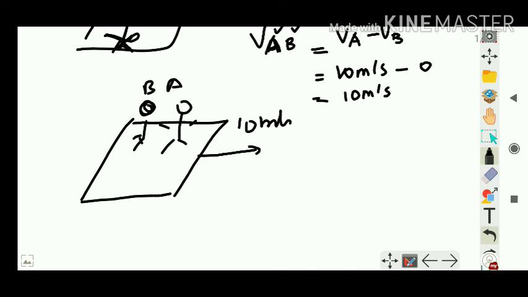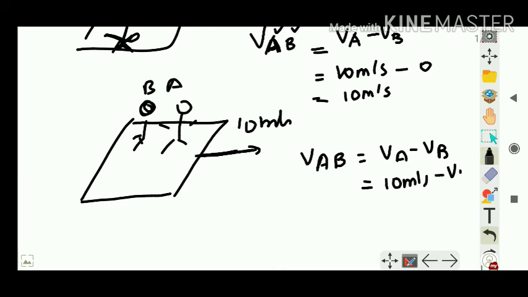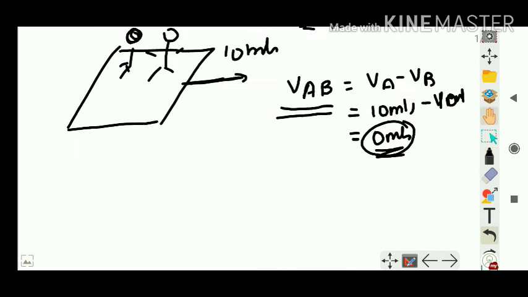So if I go for VAB, that is with respect to B, what is the velocity of A? For B, A is not moving, so here I can write VA minus VB just like the previous case. The velocity of A is 10 meter per second, because it's on the trolley, and B is also on the trolley, so it is also 10 meter per second. So what is the net velocity? 10 minus 10, 0 meter per second. So with respect to B, A is not moving has been represented by this equation. It is moving with velocity 0 meter per second. Clear? That is the meaning of it.